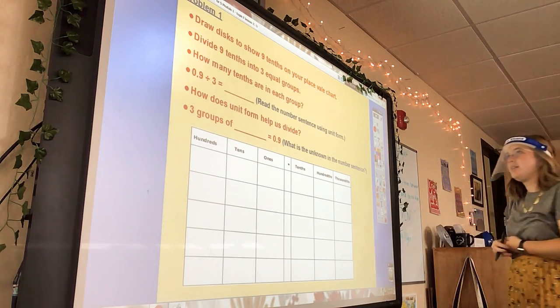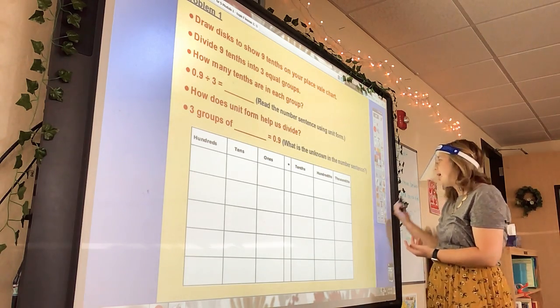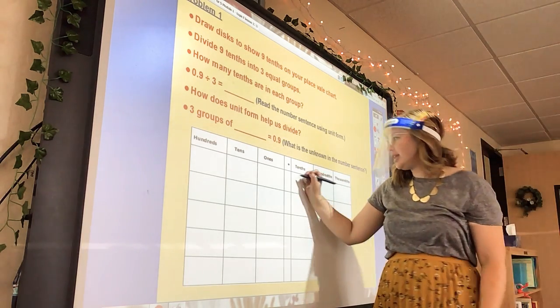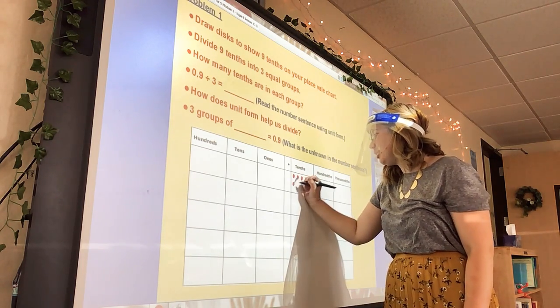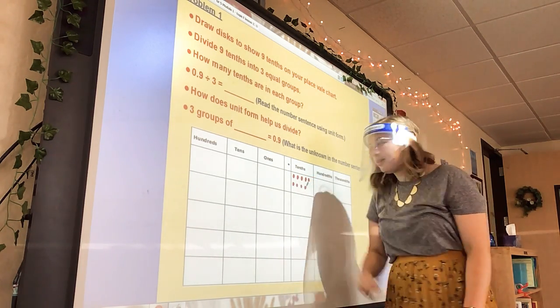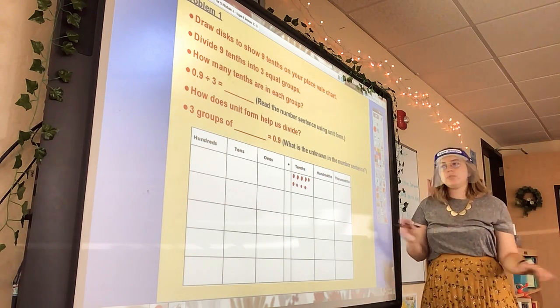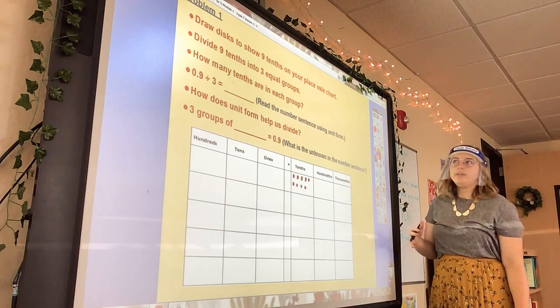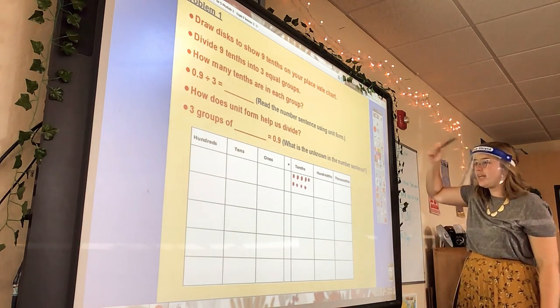Okay. So it says draw discs to show 9/10 on the place value chart. So I'm going to do that. So 9/10 looks like this. I try my best to put it in a 10 frame, right? Because I can look at that and see, oh, 1's missing, that's 10. Just right away I can see that I have 9. I'm going to divide 9/10 into 3 equal groups.